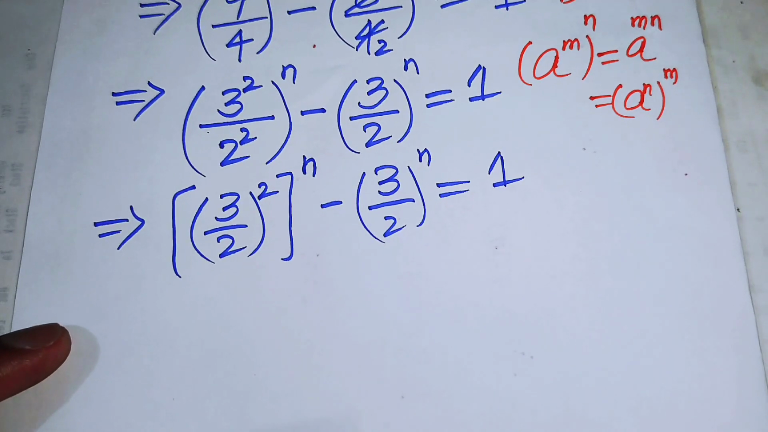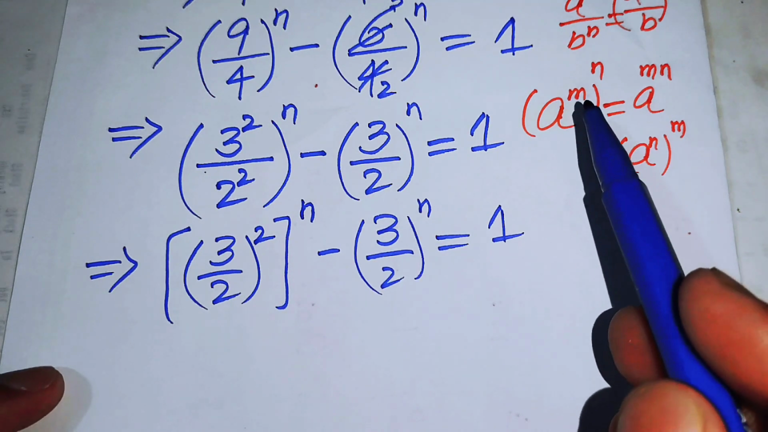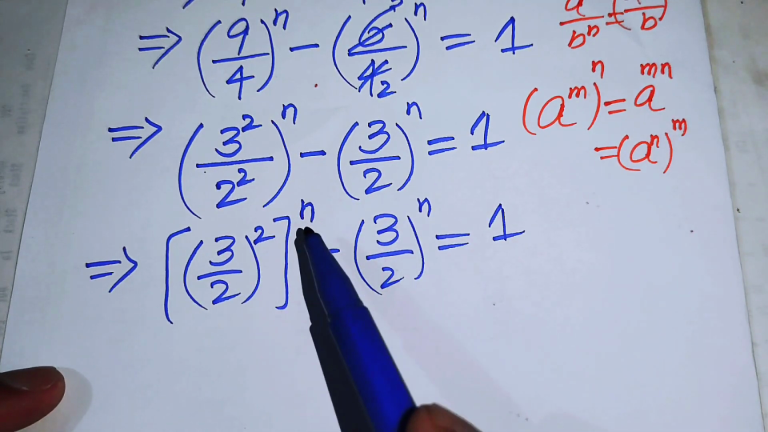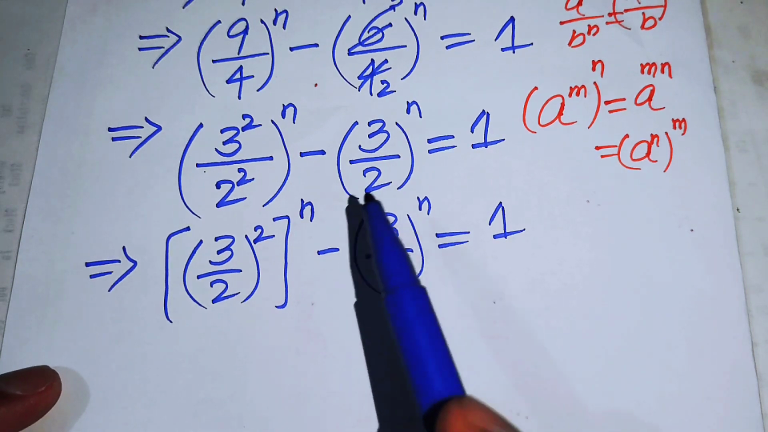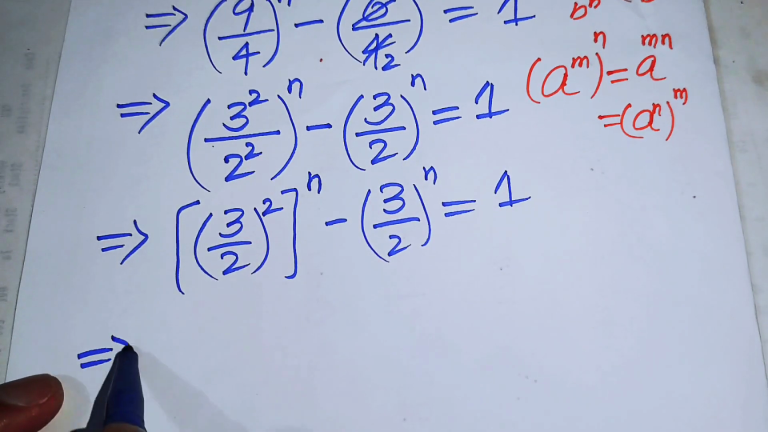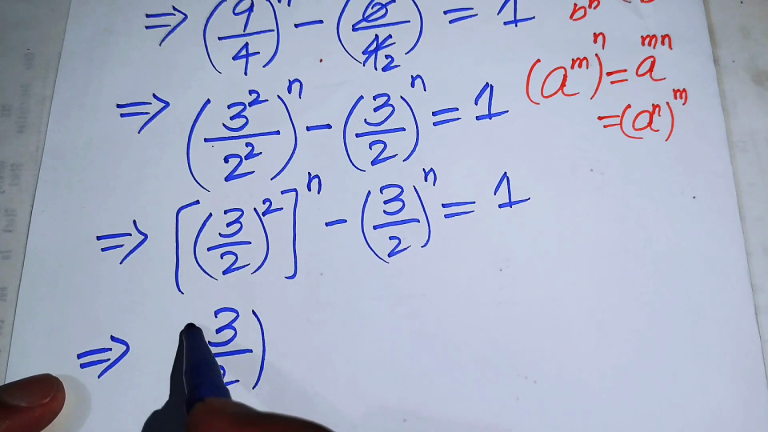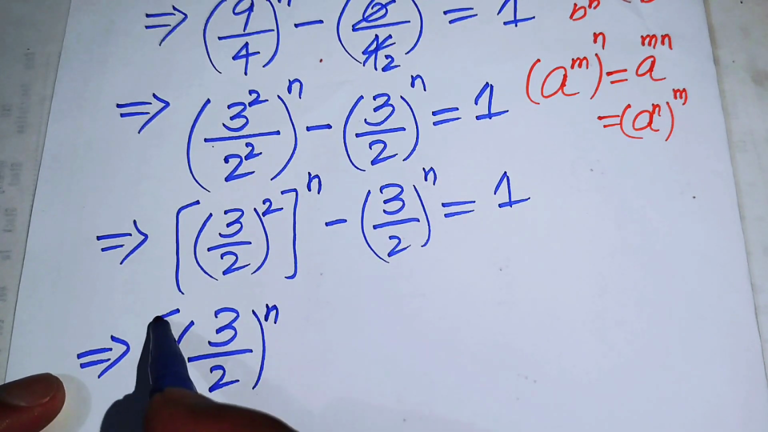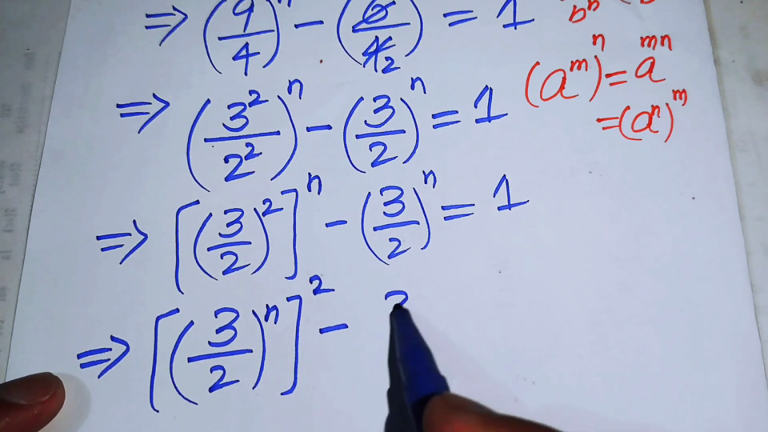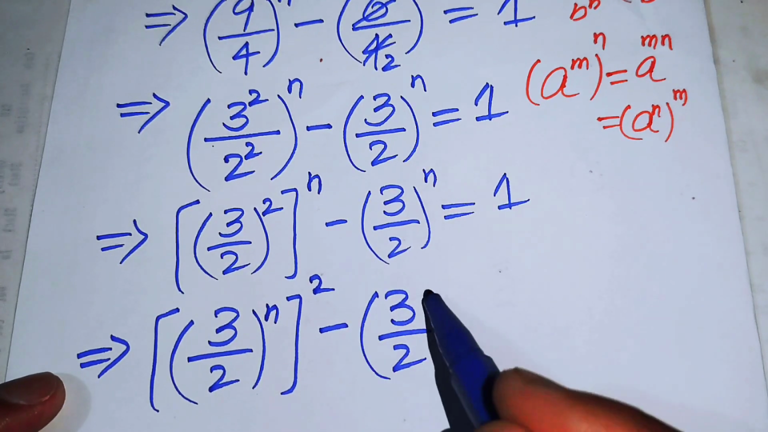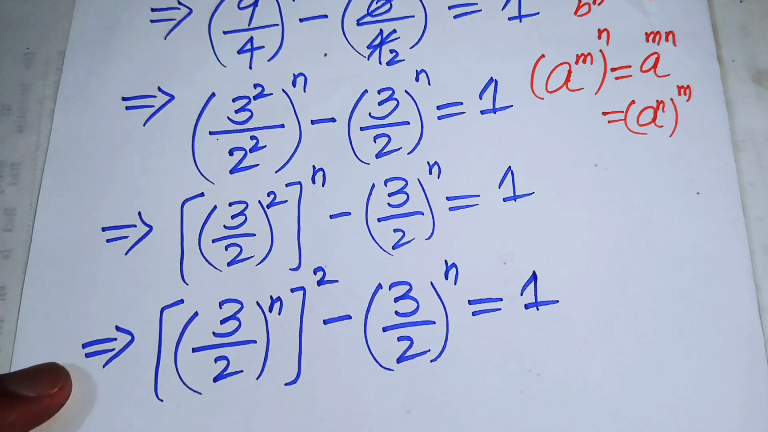After that we will use this exponent law, and I can just interchange these two exponents, because if you interchange these exponents you get the same answer. So in the next step you get the output in the form of 3 over 2 to the power of n and its whole square minus 3 over 2 to the power of n is equal to 1.